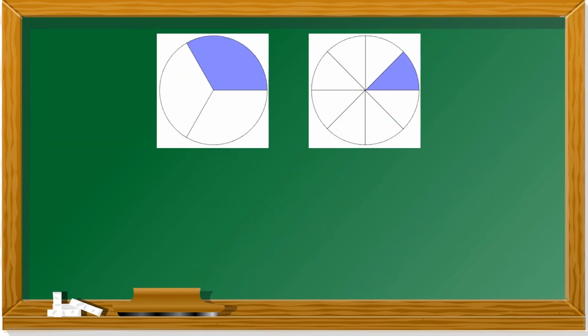How about this? When the diagram is circle, we look on the diagram on the left. How many parts? 3. One shaded part makes it 1/3. The diagram on the right, how many parts? 8. And one shaded, so 1/8.